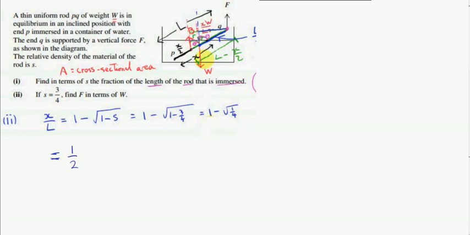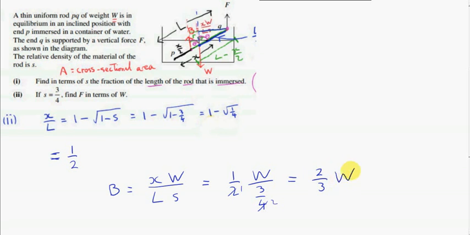Now we need to consider the forces acting on the rod. We need x over L to find out what B is. B is x over L times W over S. So in our situation, x over L is a half. What about s? Well, we're given that s is 3/4. So we get W divided by 3 halves, which is 2/3 W. Okay, so we've this force of magnitude 2/3 W acting vertically up.